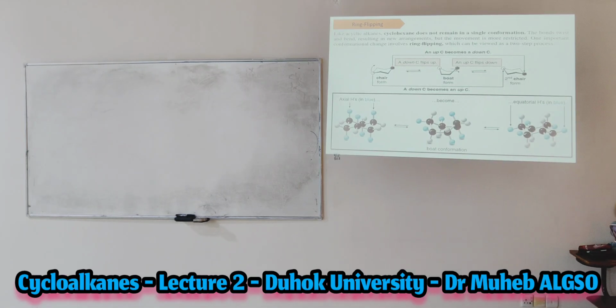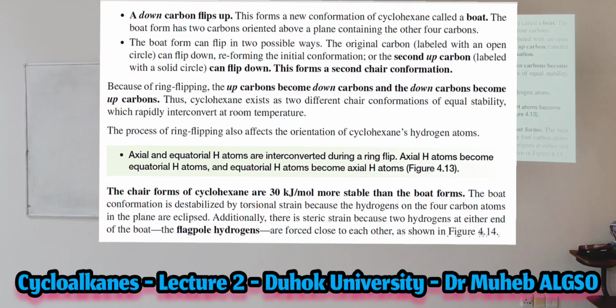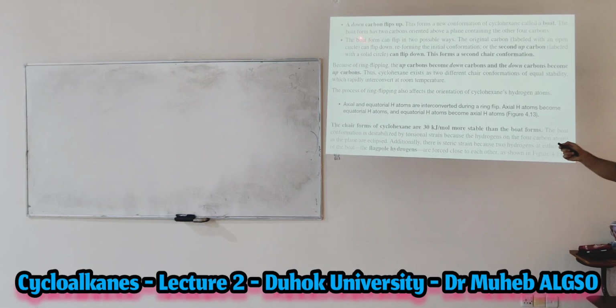Now, again, as I said to you, a down carbon flips up. This forms a new conformation of the cyclohexane called the boat conformation. The boat form has two carbons oriented above a plane containing the other four carbons. Okay, so this is the boat. Again, this is the boat conformation.